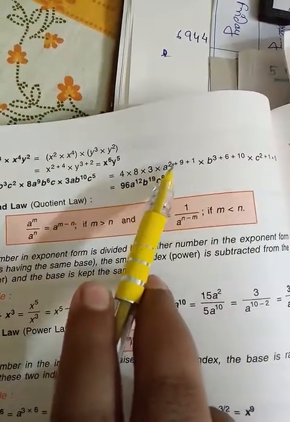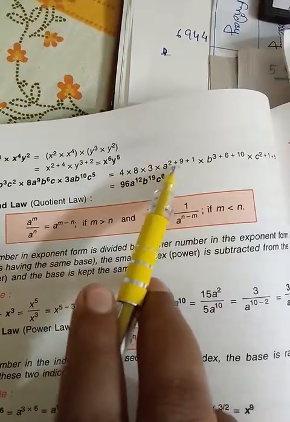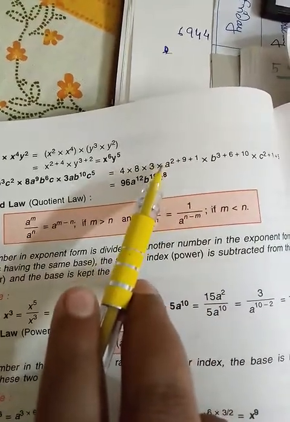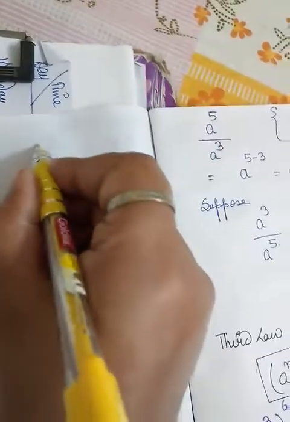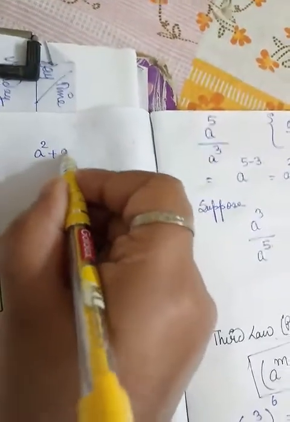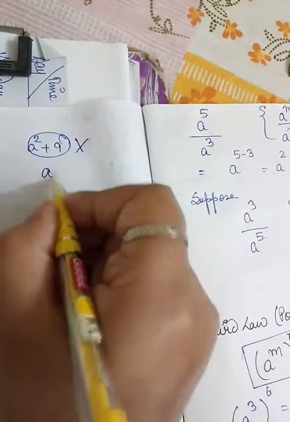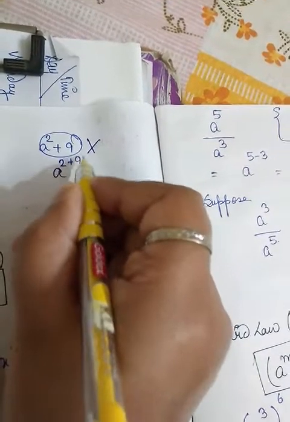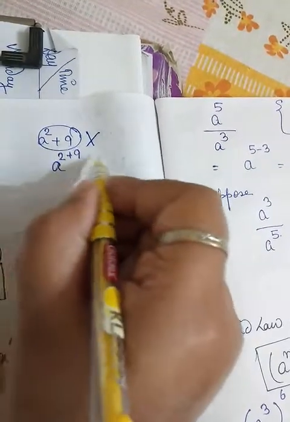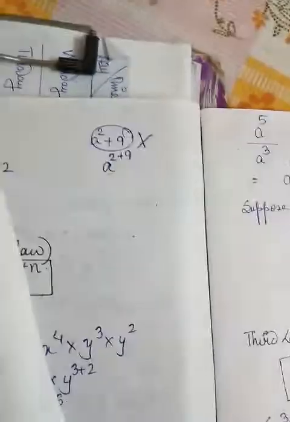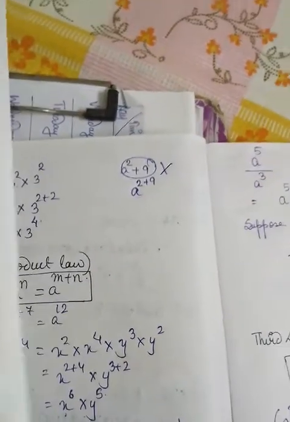So a to the power 2 plus 9 plus 10. All these will be written in the power only. You will not write it like a to the power 2 and then plus 9. This is wrong. You will write a to the power 2 plus 9. This indicates that they are getting added up in the index only. So this is the first law. This is also known as the product law.